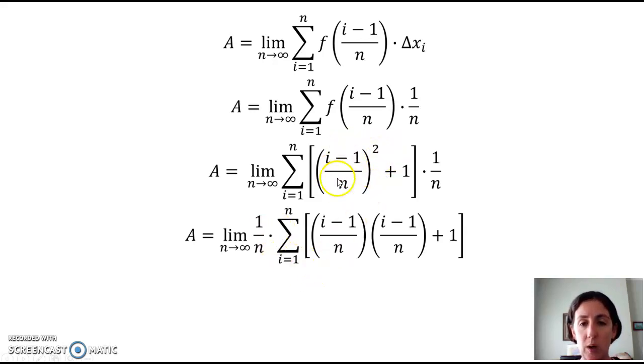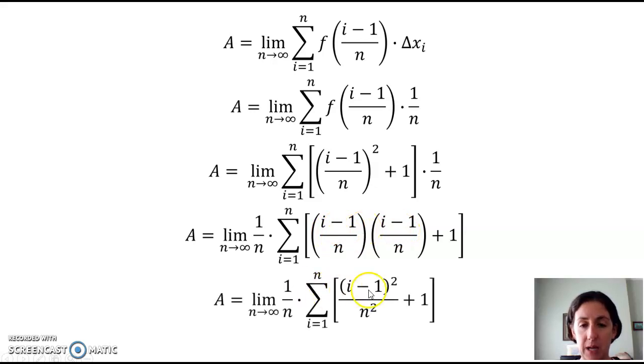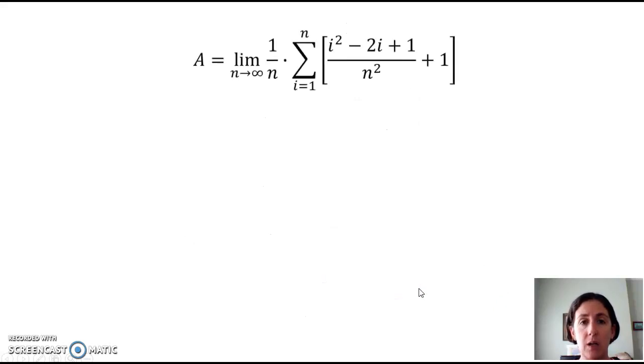Now, what does it mean to square something? Times it by itself. When I multiply across, I'll multiply my numerators, i minus 1 times i minus 1, and multiply my denominators, n times n. And then I still have this plus 1. All right, well, let's distribute this out. i minus 1 times i minus 1 gives us i squared minus 2i plus 1, all over n squared, and then we still have this plus 1.